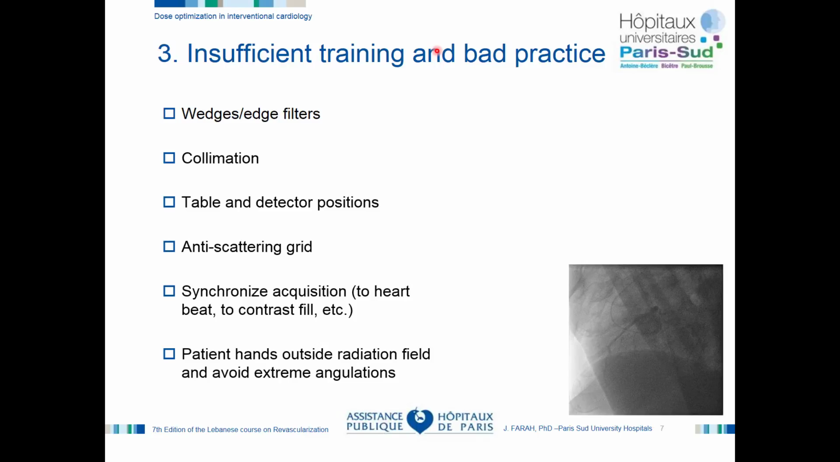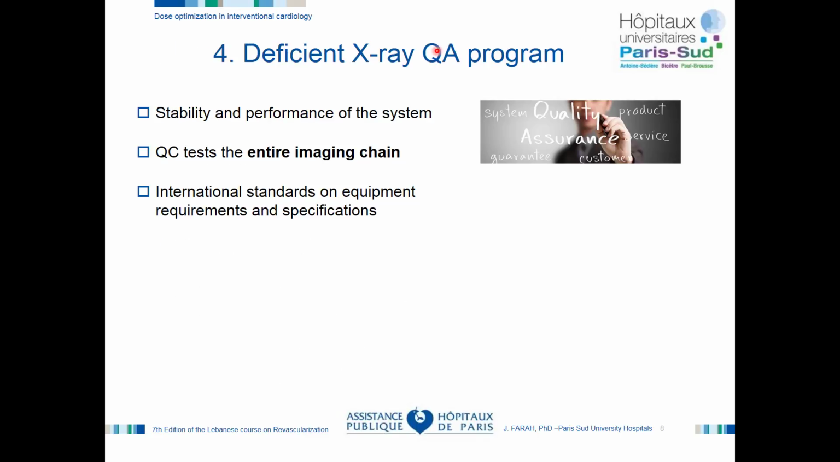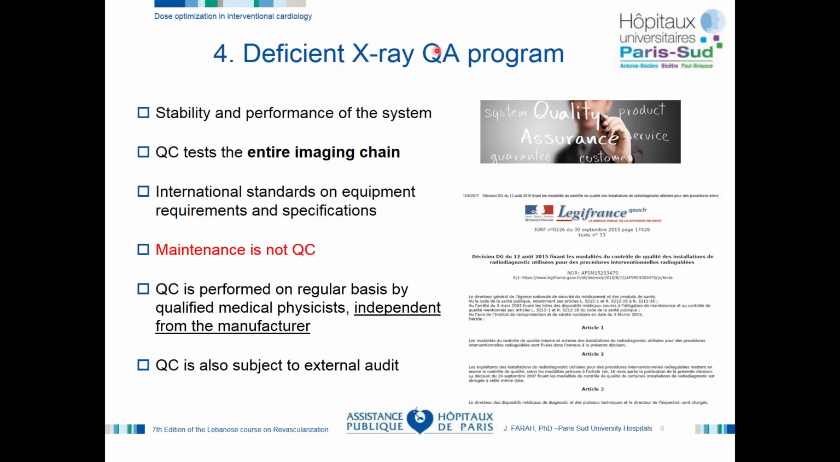Now these were the most important parts. I have only 1 minute left, so I'll go through the last points quickly. A QA program is very important. The main message that I want to show you is that maintenance is not quality control. Quality control involves the entire imaging chain: the tube, the detector, but also the software that you are using to reconstruct. So it's important to have quality control on the entire imaging chain, independent from the manufacturer. And in France, as I told you, we have massive reinforcements of the regulations for QA, specifically for interventional procedures and in vascular labs.